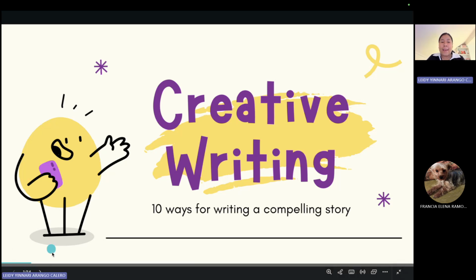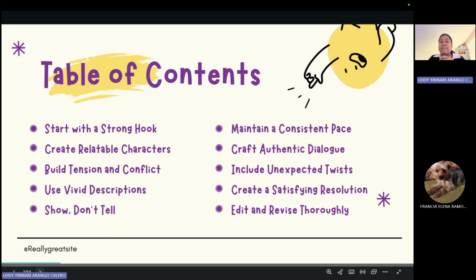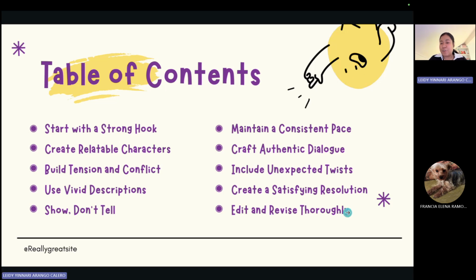I'm going to start. This is the contents of the class. First of all, we're going to start with a strong hook, create relevant characters, build tension and conflict, and also use vivid descriptions. We have something called show, don't tell, maintain consistent pace, craft authentic dialogue, and include unexpected twists, and create a satisfying resolution, edit and revise thoroughly.